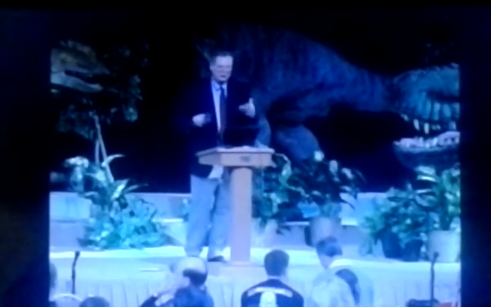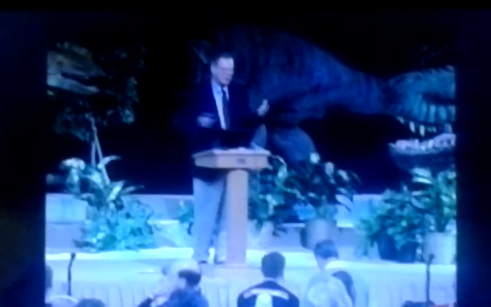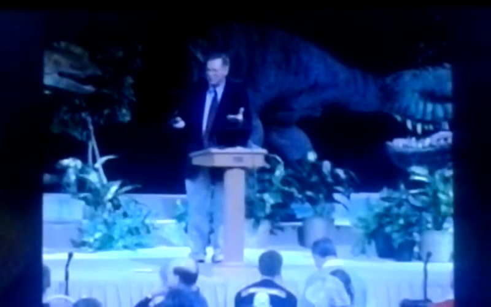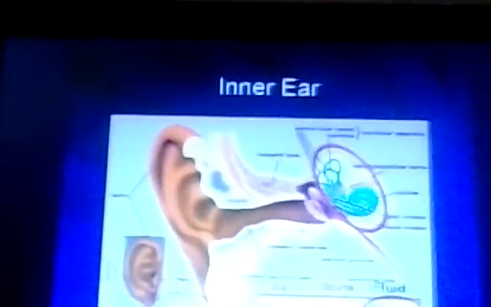Let's go to the inner ear. The inner ear is where the ear really starts to get complicated. Up until now, we've just been kind of funning with you a little bit. Now things get really complicated. The inner ear is this part that's in blue here.